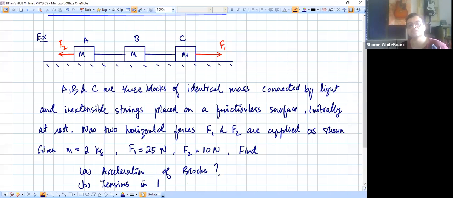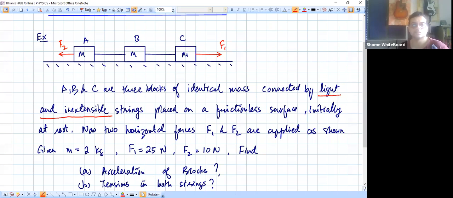There are two different strings, so they will have different amounts of tension. Within a string, the tension will be uniform, but the two different strings will have different tensions. Okay, so before we get into the question, let me explain one important point over here, what we mean by this and what is the significance of these light and inextensible threads, or strings. Let's understand the meaning of this.